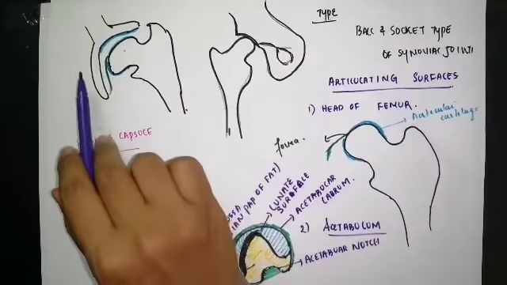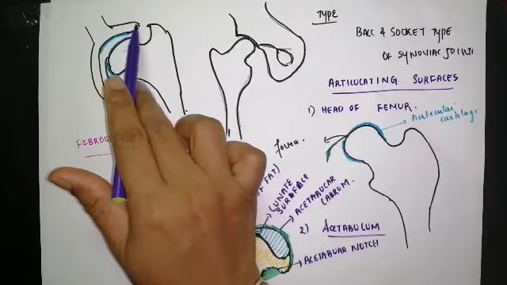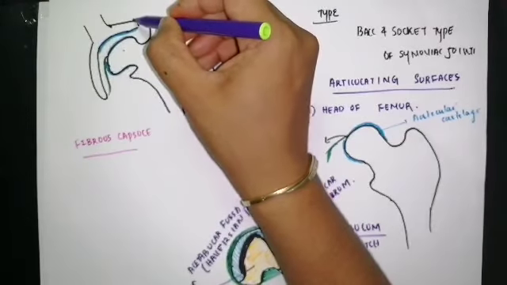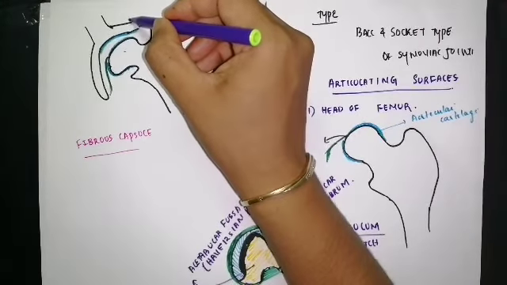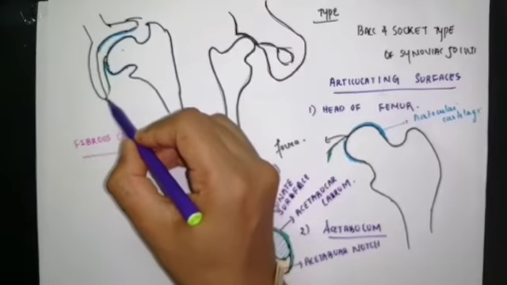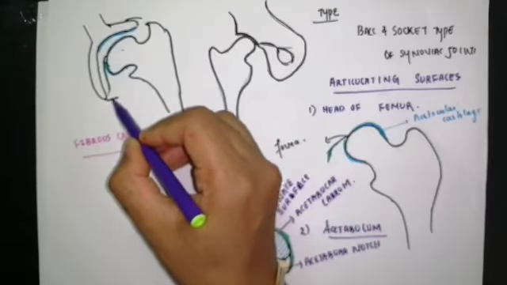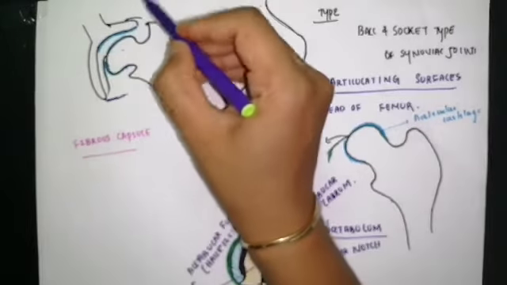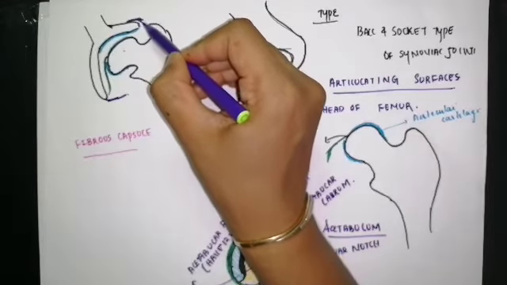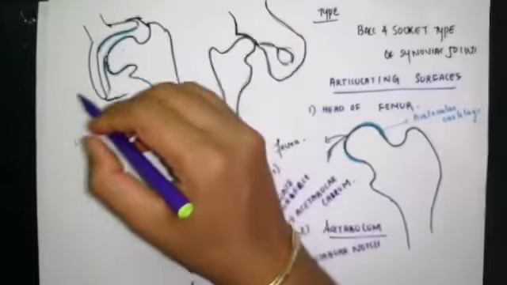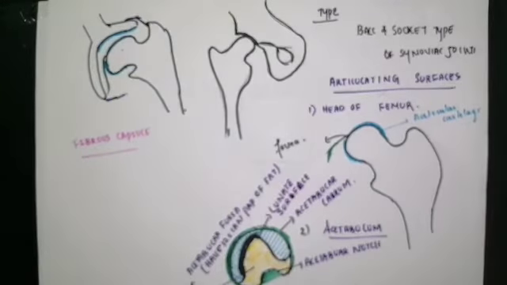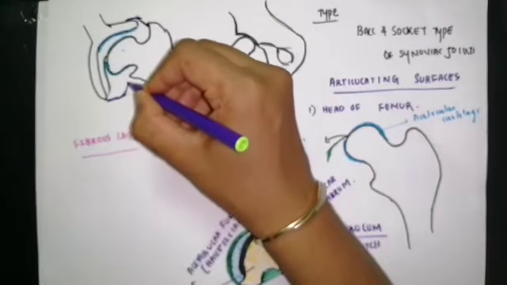You can see that the capsule is attached medially to the acetabulum and laterally to the femur. So medially you can see that the capsule gets attached to the margins or the rim of the acetabulum like this. So it gets attached to the rim of the acetabulum. That is the medial attachment. Now laterally it gets attached to the femur like this.